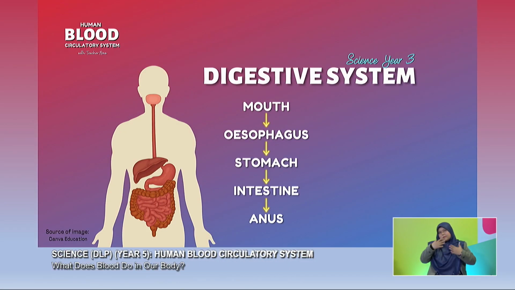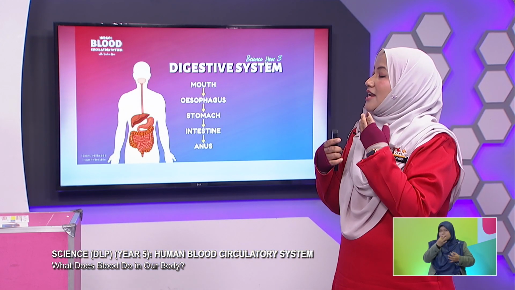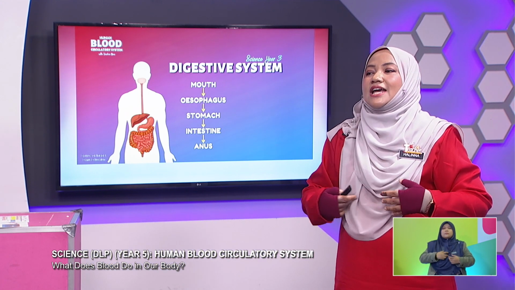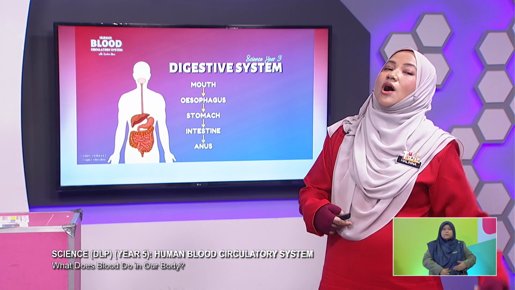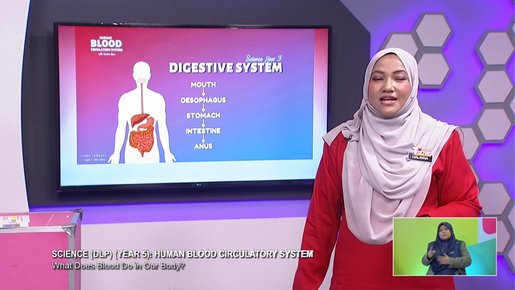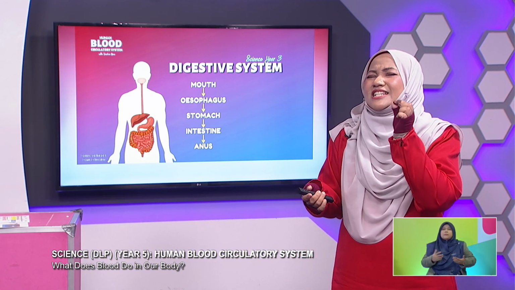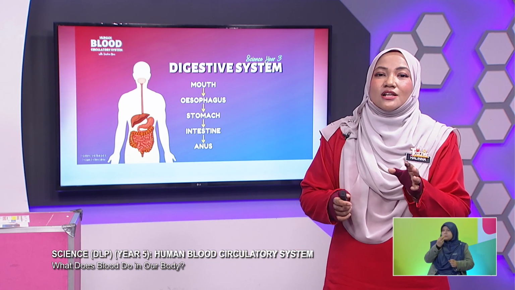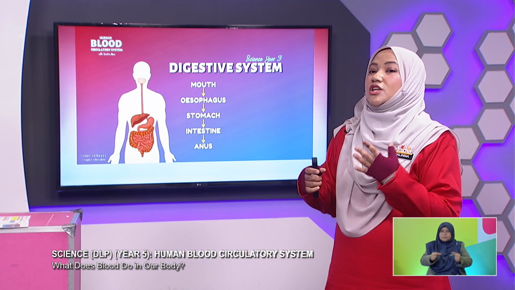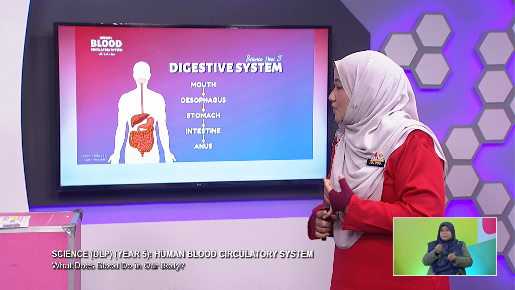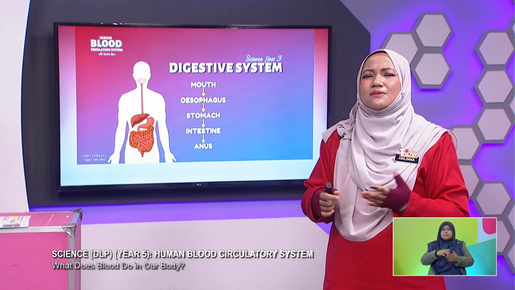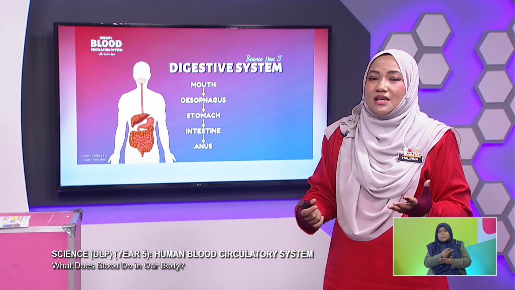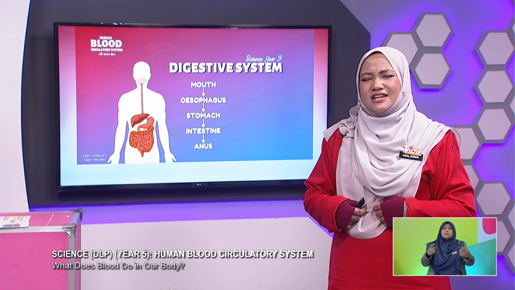First, let's look at our digestive system. This one we have learned in year 3. So if you remember, Chris, we learned that when we eat, the food goes into our mouth and then esophagus and then to the stomach and intestines, and also it will go out through the anus. But how do the nutrients from the food travel to other parts of the body? We know that we need carbohydrate for energy, we need protein for growth, we need vitamins and minerals to keep us healthy. But it does not end at the anus, right?